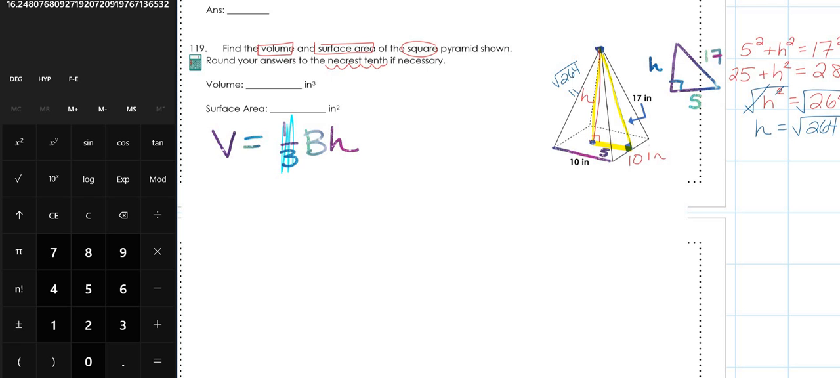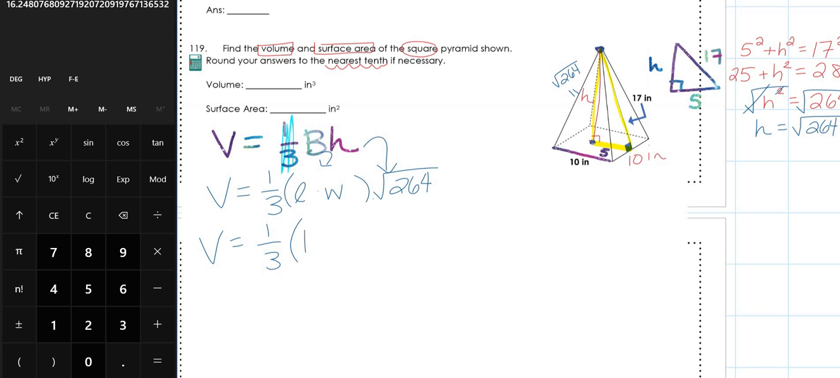Okay, so let's go. Volume equals 1/3. Your big B stands for area of your base. Since your base is in the shape of a square, we're thinking length times width or side length squared. I'm just going to write length times width. I think you identify with that much quicker. And then the height, we just figured out before, is square root of 264. Let me keep going and plugging things in. 1/3. Your length and your width for your base are 10. Both of them are 10.